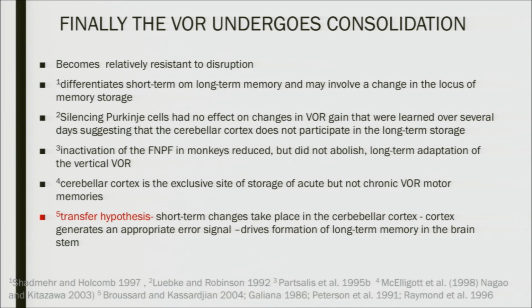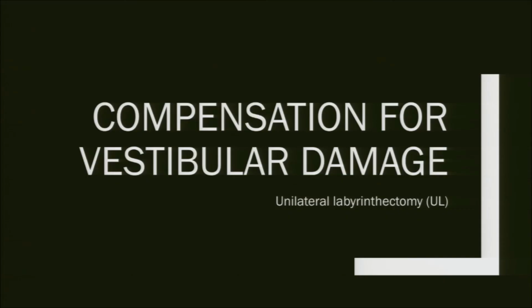Now, this pathway, this central receptor for long-term consolidation could be either in the cerebellum. It's shown that a lot of long-term memories are stored in the cerebellum, and short-term memories also are stored in the cerebellum, but later they are pushed onwards to the brainstem. Now, compensation for vestibular damage, how does it occur?